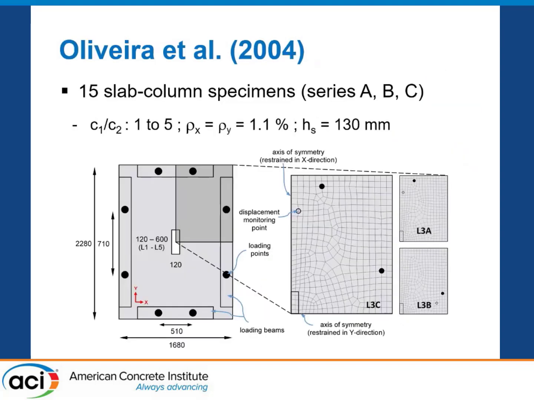If we walk down the line and take a look at Oliveira, it's much the same. They had more specimens, 15 specimens. The primary variable was column aspect ratio, but they also varied the loading.